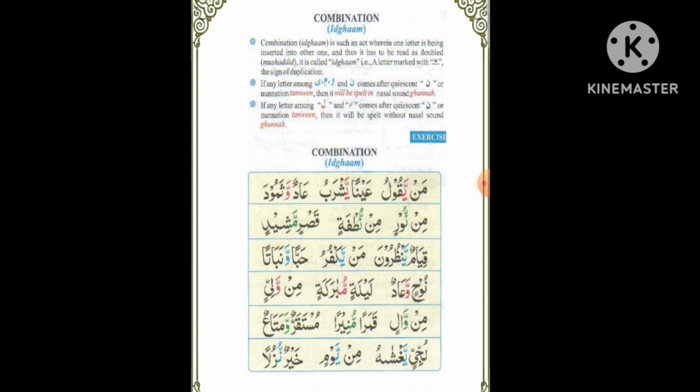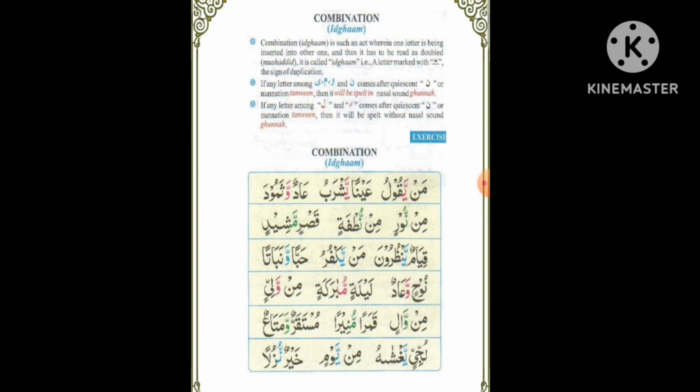But what is the ruling? Why is this happening? So this is called idgham. Idgham means where one letter is inserted into the another one. Here you can see that the noon is getting inserted into the ya totally. That means there is no existence of noon anymore over there. So this combination is called idgham in Arabic.